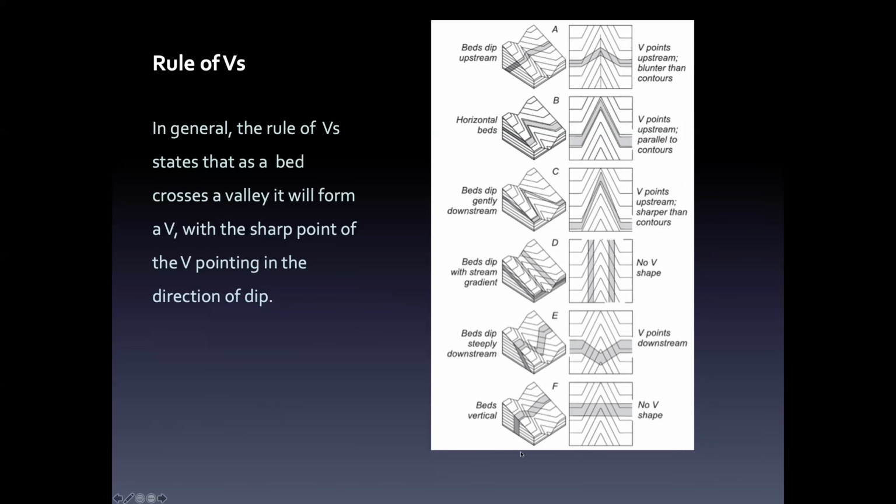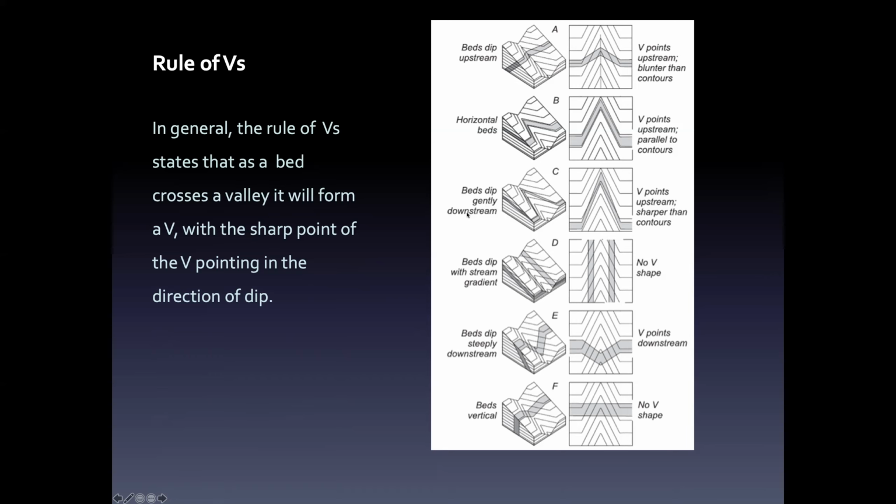The diagram on the right here shows you all the possibilities of beds dipping upstream, V points upstream, blunter than contours. So you can relate the contour lines to the bed itself. So this would be the bed. These are the bed contacts. These are contour lines. Horizontal bed, V points upstream, parallel to contours.